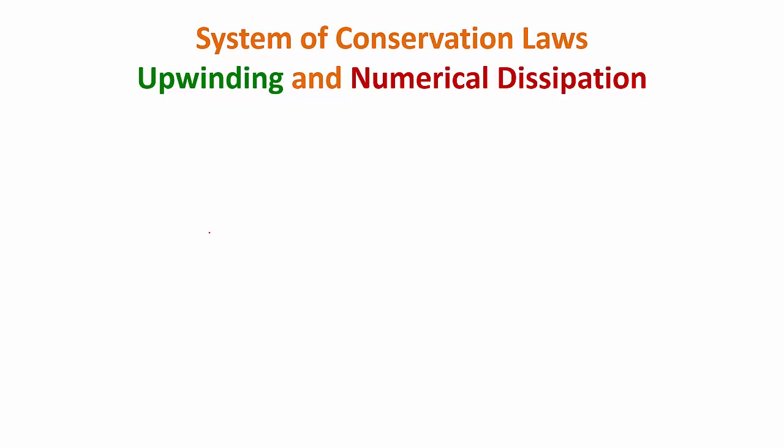Okay, in systems of conservation laws, we want to construct the interface flux. So let's say we have Wi here and Wi plus 1 here. Both are vectors, so both have multiple variables. We need to construct the interface flux.